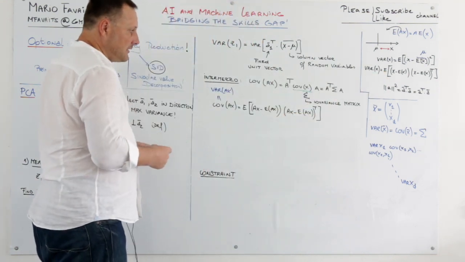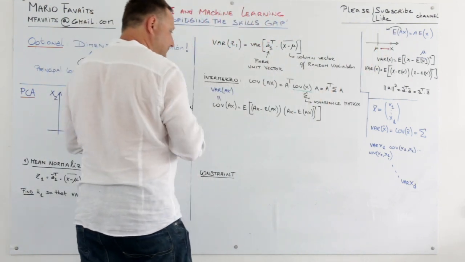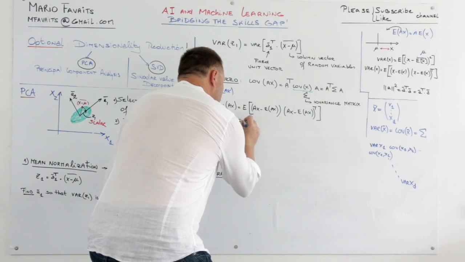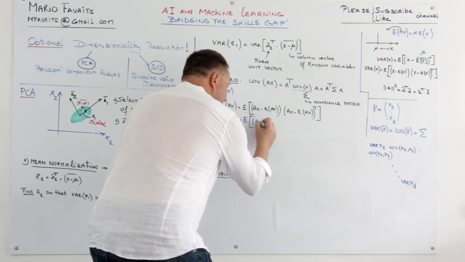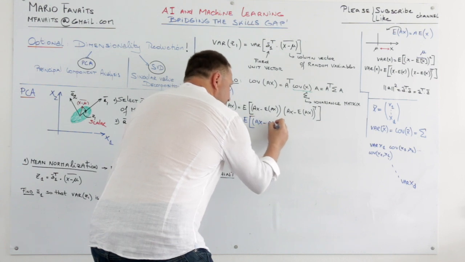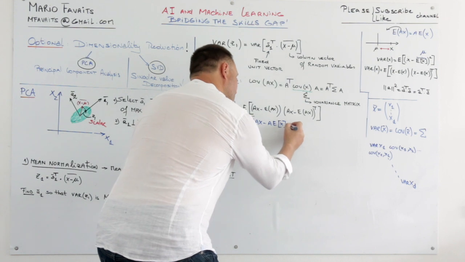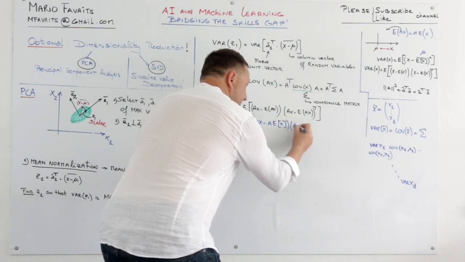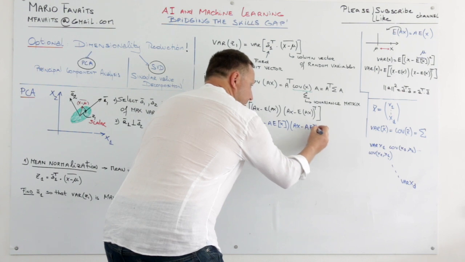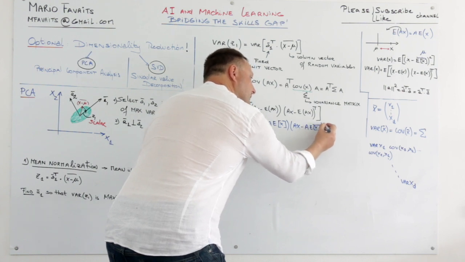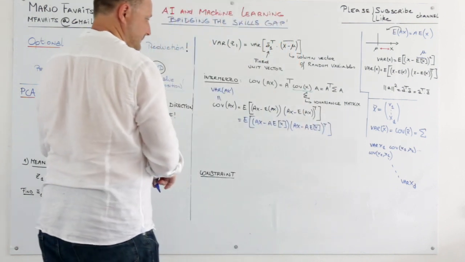And now we're going to use this rule here. We put the A outside of the expected value. So it equals the expected value of AX minus A times the expected value of X. And here the same thing, AX minus A times the expected value of X, transposed. And this we close here.